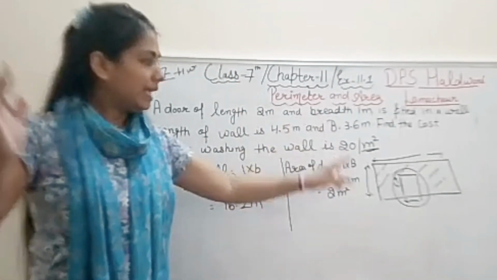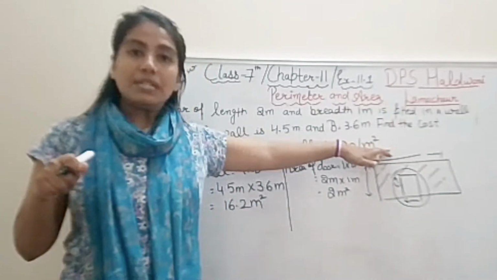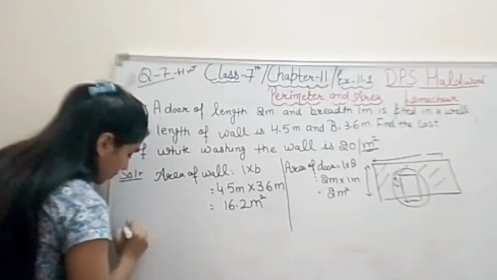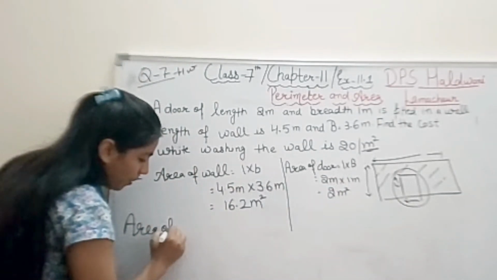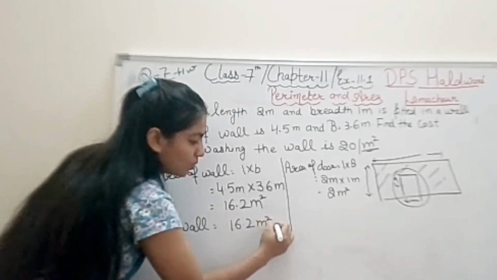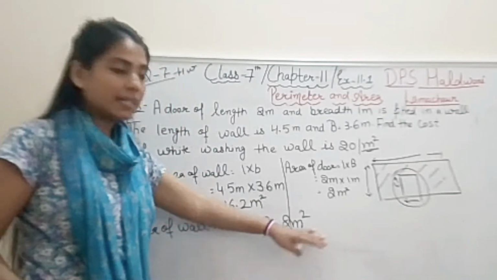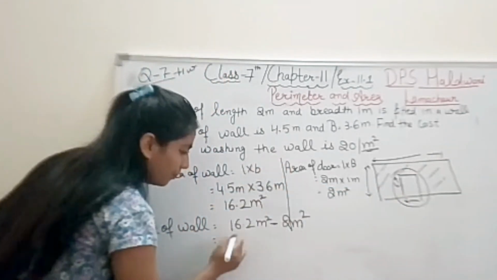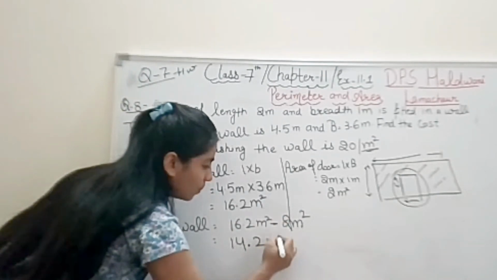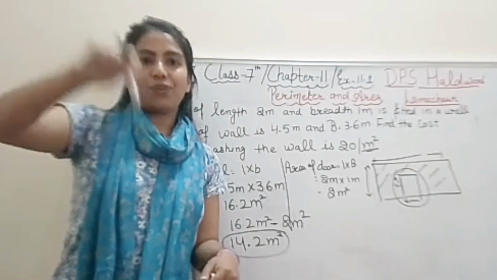Now the total area for the wall, because you need to whitewash. You just need to find out the area of the wall. Let me subtract it. So the exact area of the wall for the whitewash would be 16.2 meter square minus 2 meter square, because 2 is for the door, right? So when you minus 16.2 minus 2, it is 14.2 meter square. So this is the area of the wall where you need to whitewash.